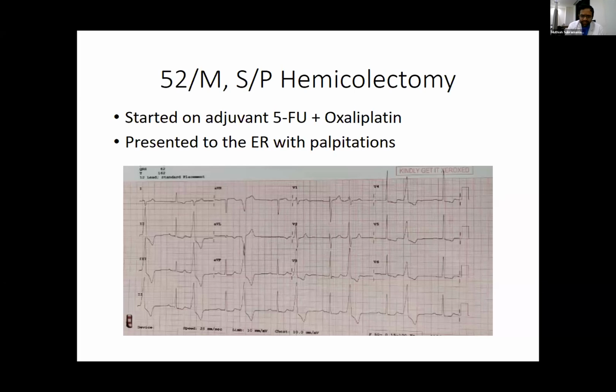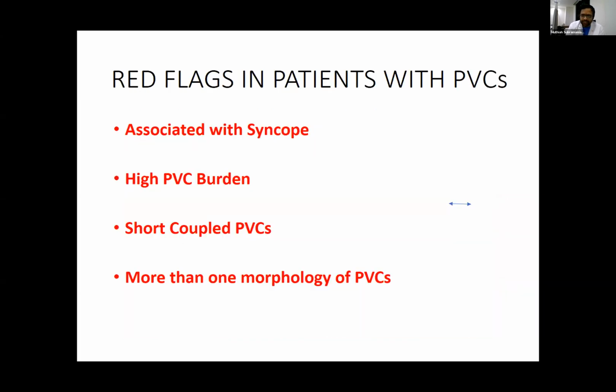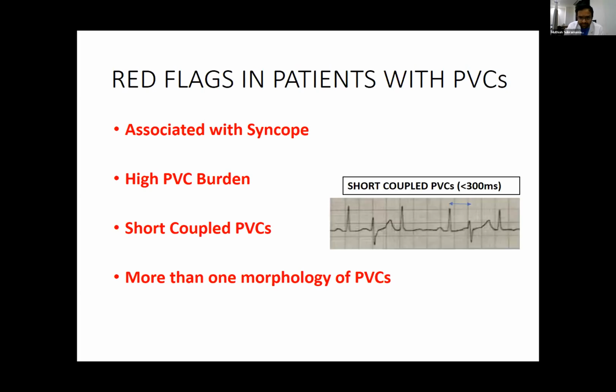Now, when we see PVCs, sometimes it's a little bit alarming when we see too many PVCs. So what are some of the red flags for patients with PVCs? A symptom of syncope, a very high PVC burden, if some PVCs are more dangerous than others, and if you see PVCs with more than one morphology, all of these are clues that we need further evaluation of these patients.